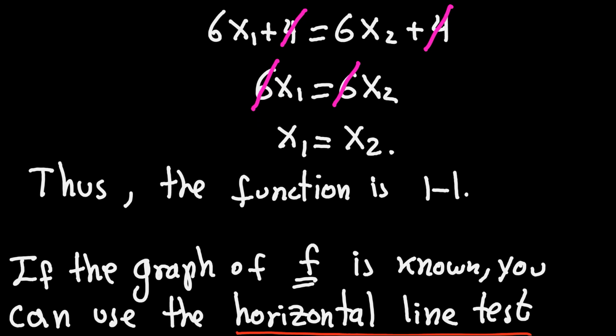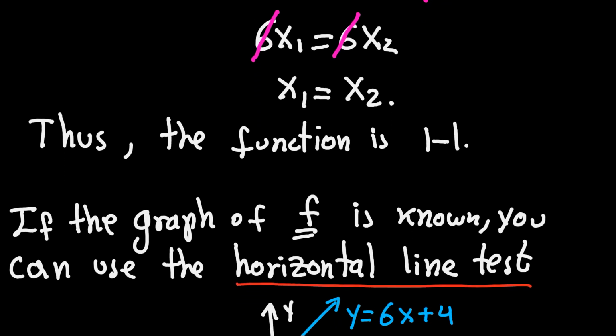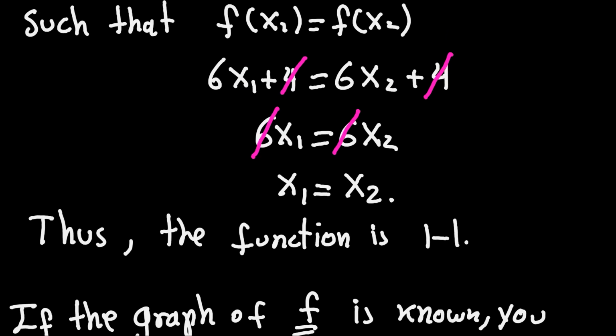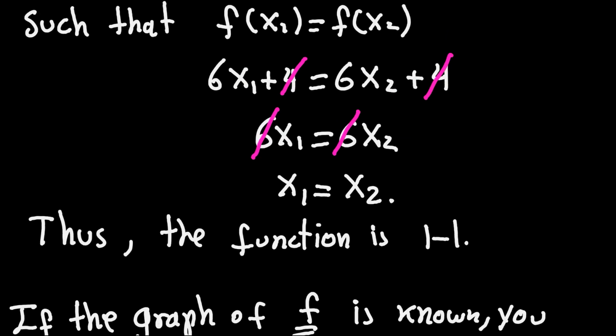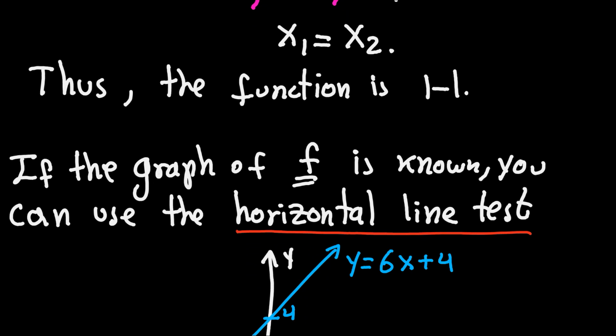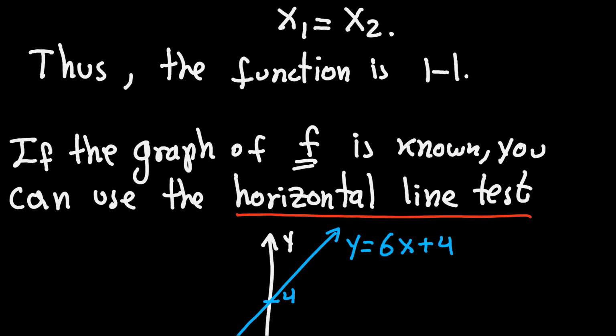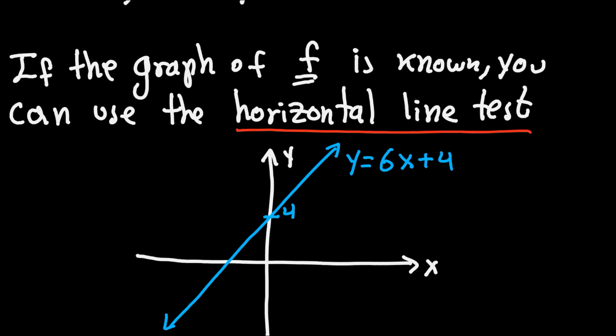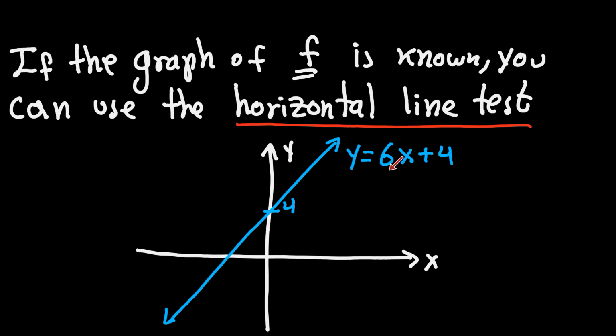Now, another way you can do this, which is not the preferred way. The preferred way is to do it this way, using the formal definition. Now, if you happen to have the graph of the function, if you know the function, the graph of the function, you can use the horizontal line test to check that it is one-to-one. Now I have the function here, the graph of 6x plus 4.